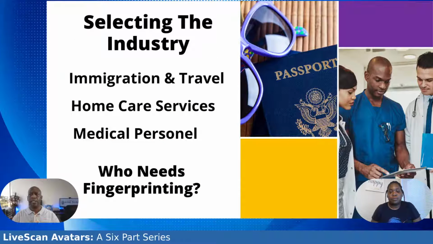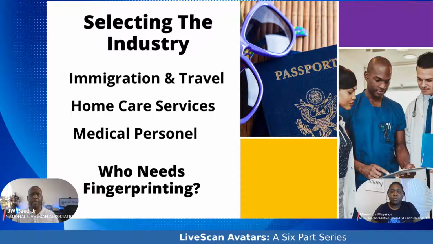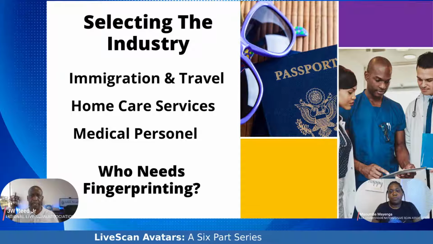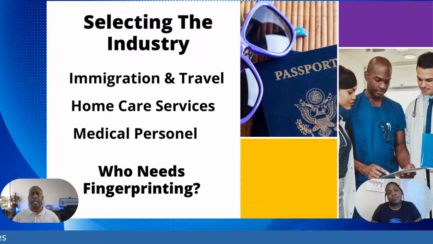It starts off with the industry. You need to figure out who's going to be in the industry and what avatars can be in the industry. Here are some examples. We have immigration and travel as part of the industry. You have home care services. You have medical personnel. These are just examples of where you may find your live scan or fingerprinting avatar.